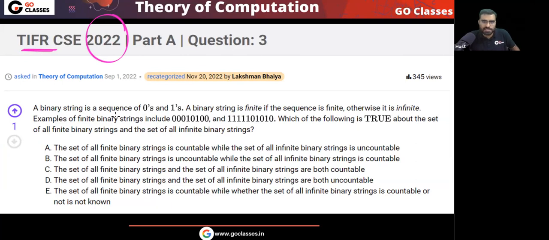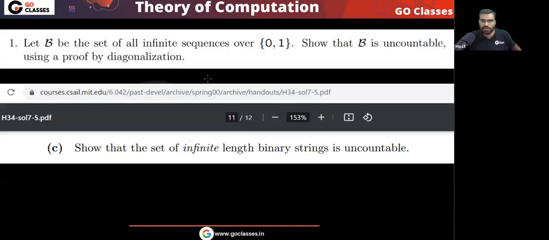See, what are they asking? They are asking about a binary string, finite or infinite, and basically they are asking whether this statement is true: the set of all infinite binary strings is uncountable. So this question has come in the TIFR exam also. This is a very popular standard question.